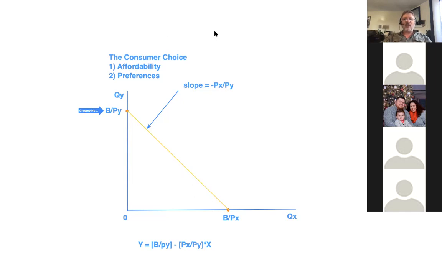Now, I want to point something else out too, and that is, let me see if I get some other colors here. That the consumer can afford to purchase any, and I'll say one other thing first by way of explanation. I'll use the little spotlight here. So let's see.